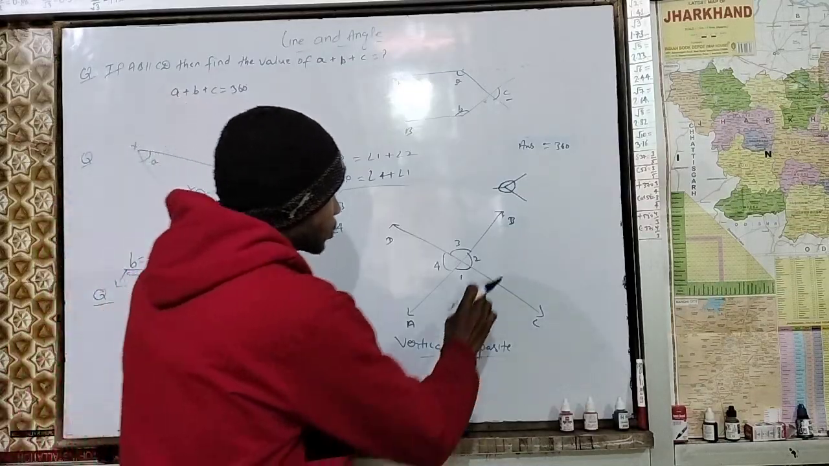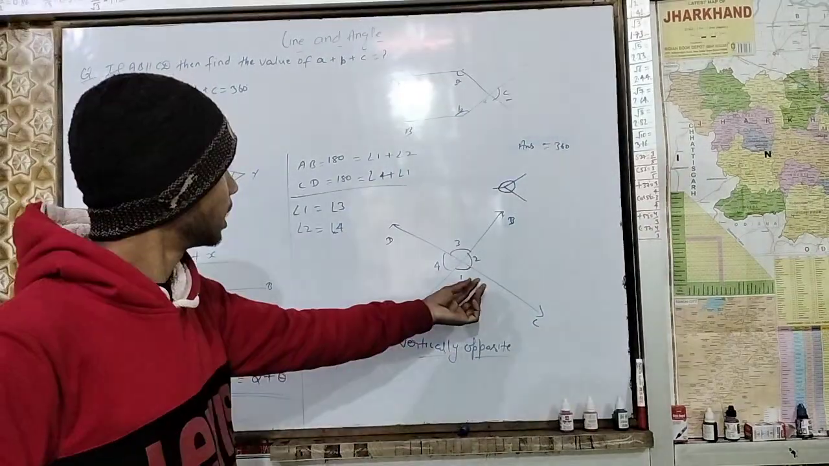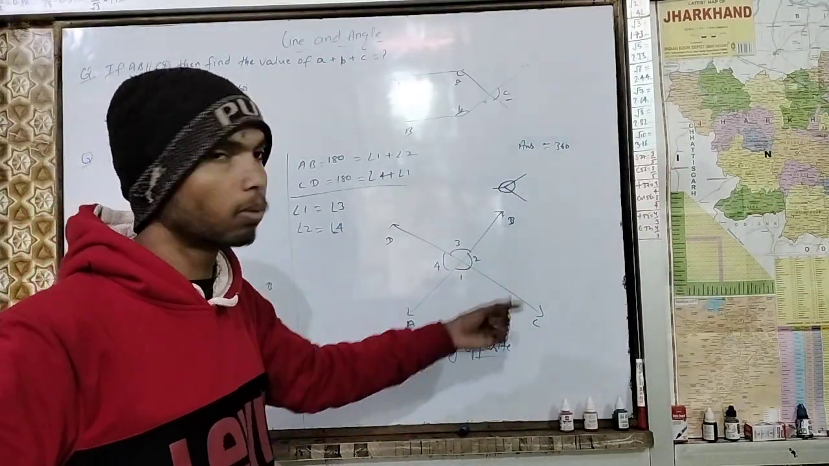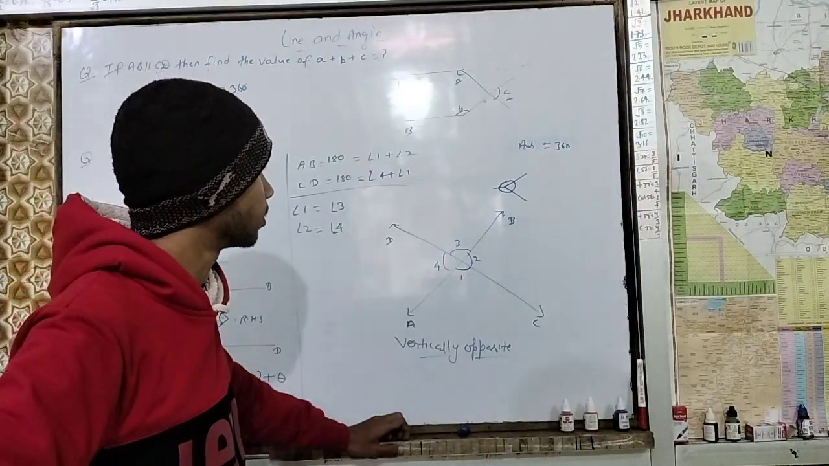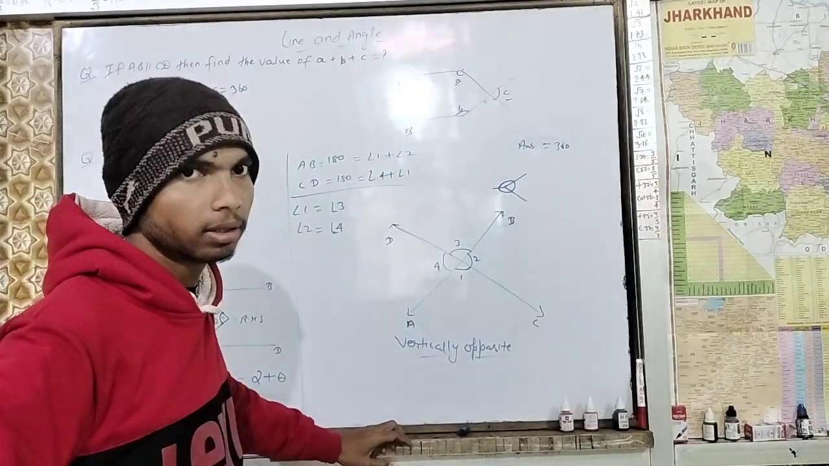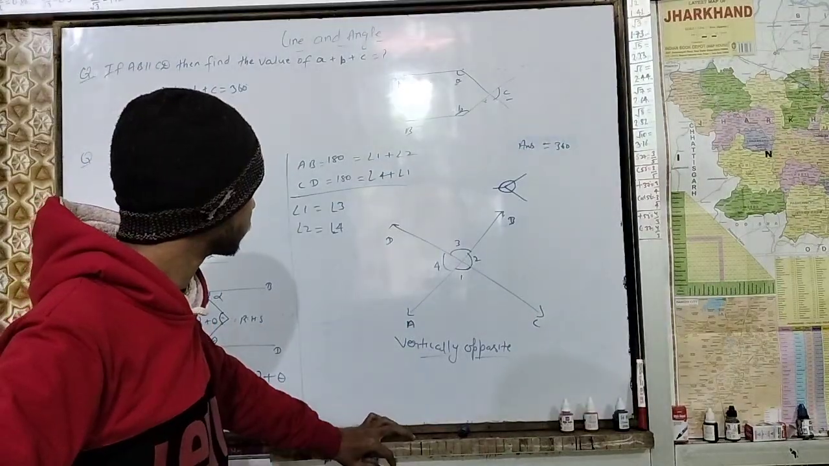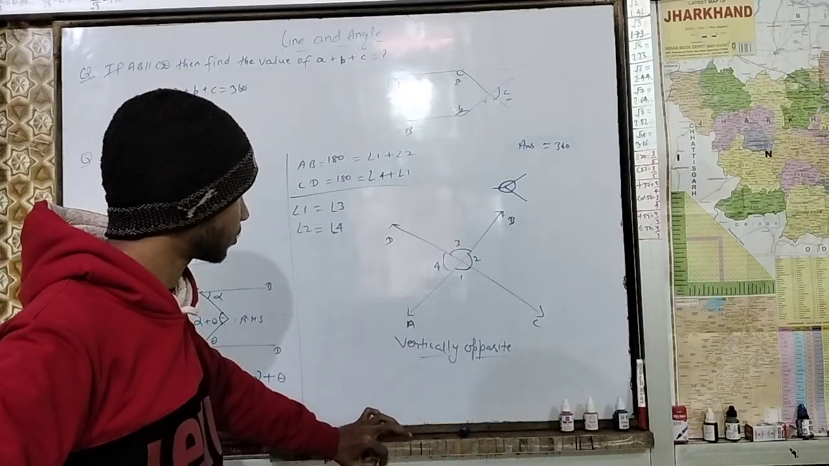But when it comes to adjacent angles, where C is common, D is common, in that case, this and this both will be added. Angle 3, angle 4 will be added. But when it comes to angle 1 and 3, both will be the same.